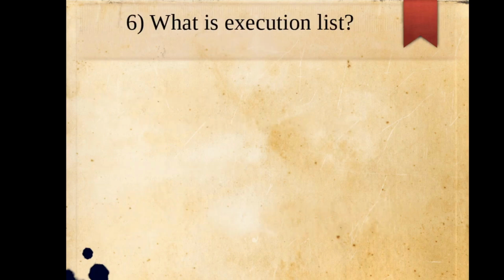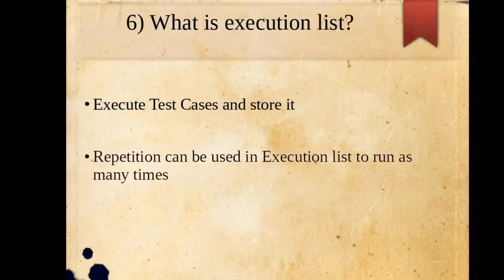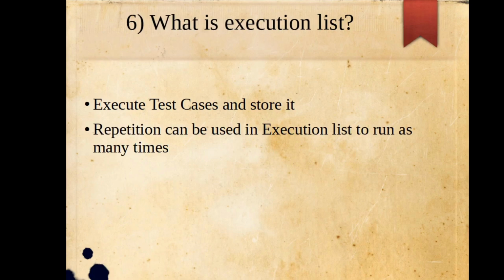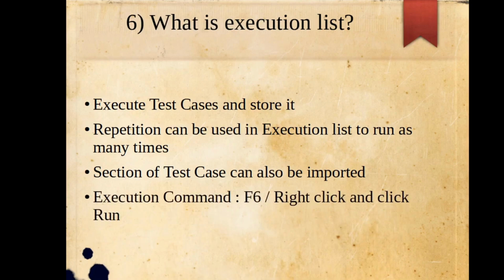Let's move to the sixth question. What is execution list? So execution list is actually used to execute test cases and store the logs. Repetition is one feature in execution list which Tosca offers, where we can mention as many number of times we want to repeat the execution list. Now we have the option to import a section of the test case as well and use it in execution list. The command for execution is F6, or we can use right click and click on run.